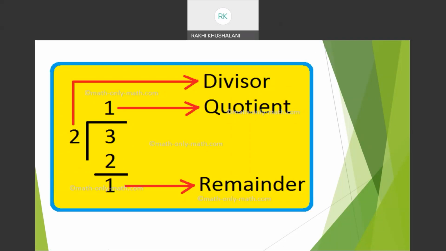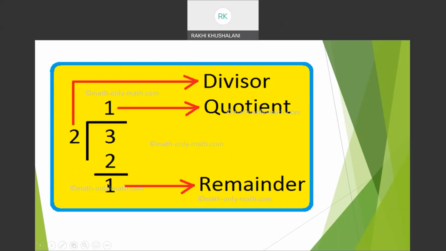The process is you have to do the actual division. 3 by 2 का actual division करना है, मतलब 3 को 2 के साथ divide करना है. So you know the division method. I will not go much into it. 2 into 1 is 2 and the remainder is 1.